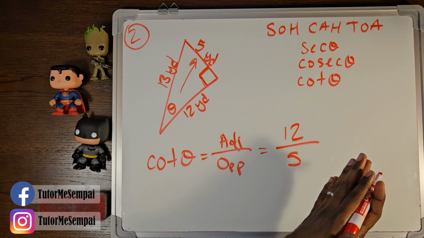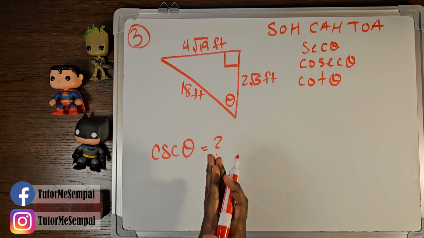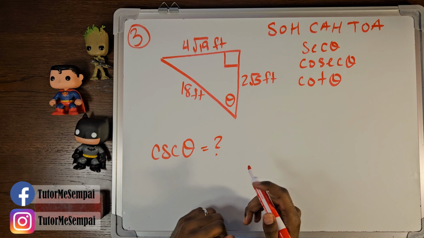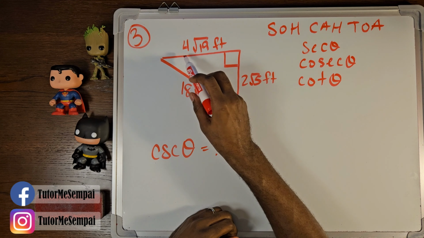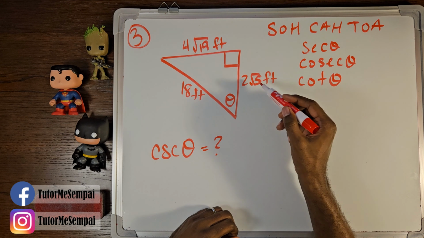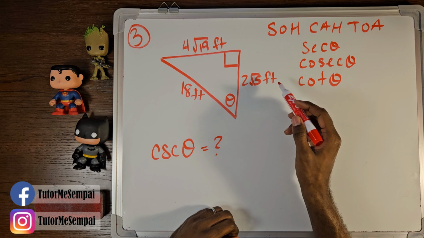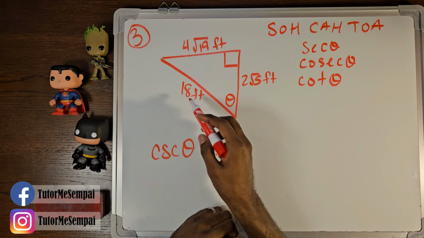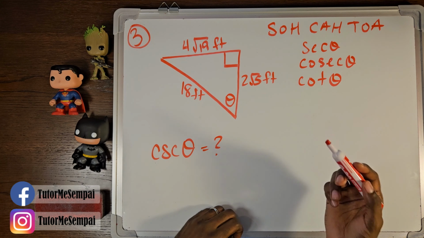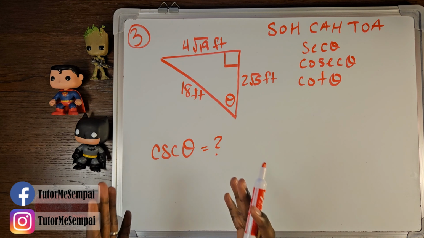Let's move on to our last example for today. So for our third and final example for today, we have this right triangle in which one side is going to be 4 rad 19, and we have another side which is 2 rad 5, and we have our last side which is 18, and all of them are going to be in feet. And we want to figure out what is cosecant of theta.